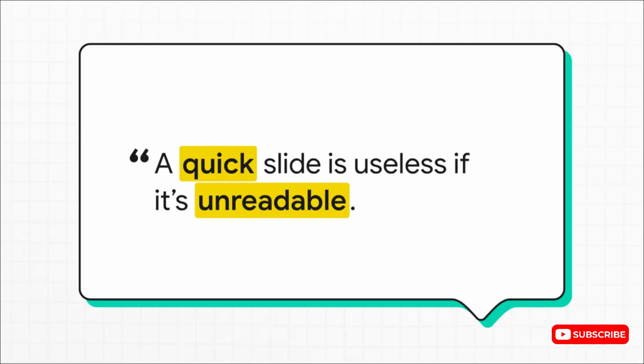And really, all this troubleshooting, all this technique, it all comes back to one simple, powerful idea. It's so easy to get obsessed with turnaround time, but at the end of the day, a quick slide is absolutely useless if it's unreadable. The diagnostic quality of that slide is everything.